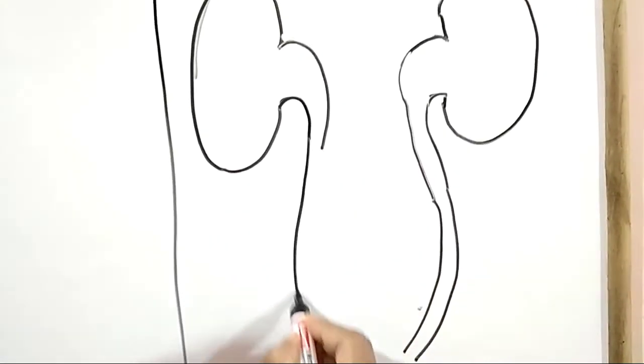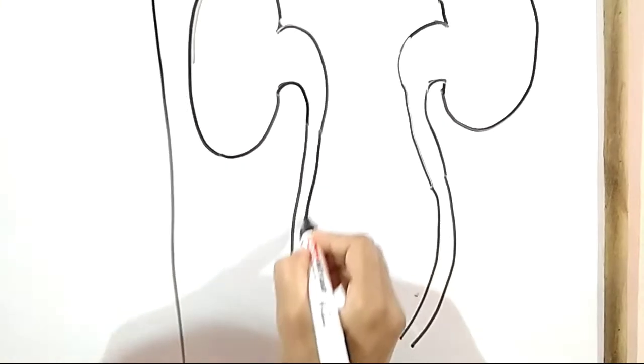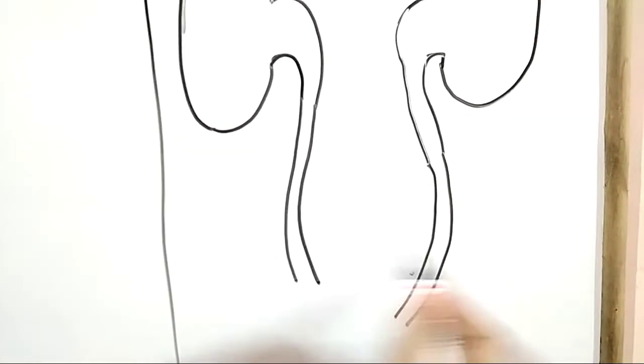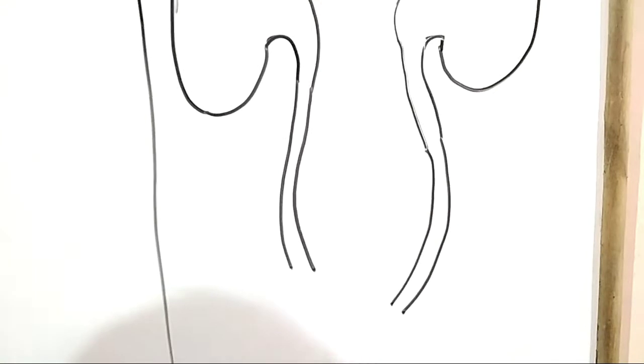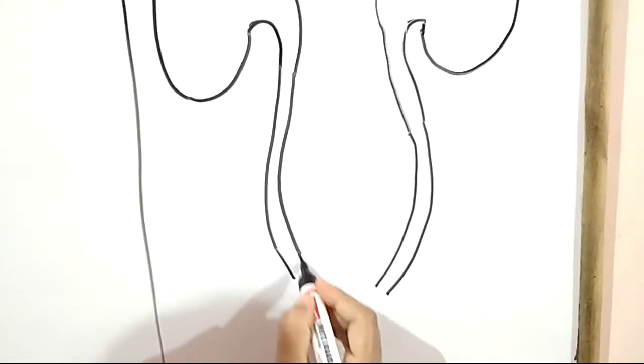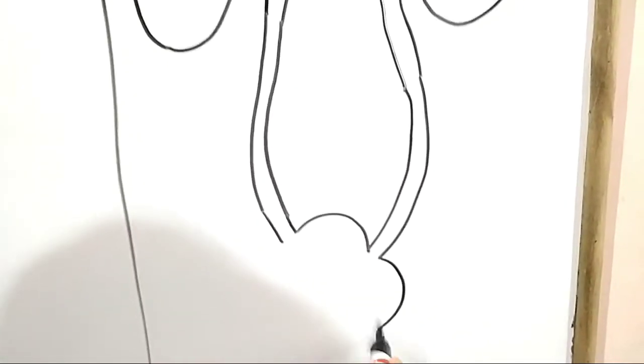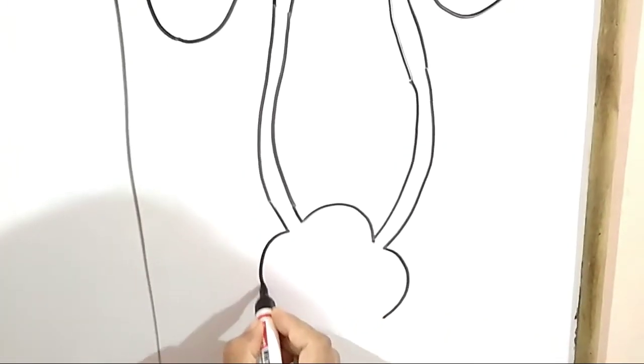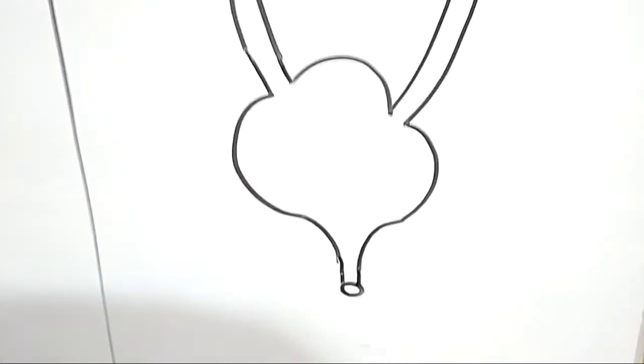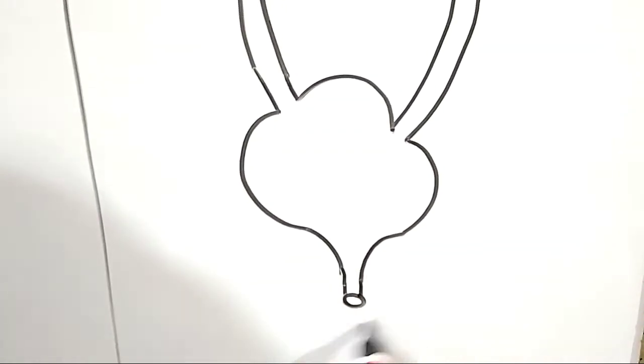These tube-like structures that are connected with the kidney are known as ureters. They carry urine from the kidney to the urinary bladder. Here you can see this sac-like structure. It is the bladder, and this small tube with an opening is known as the urethra.